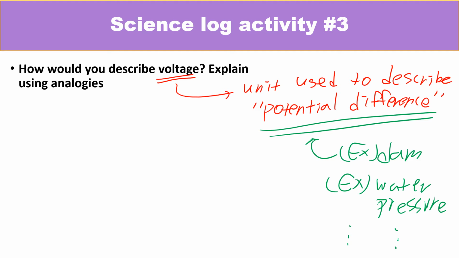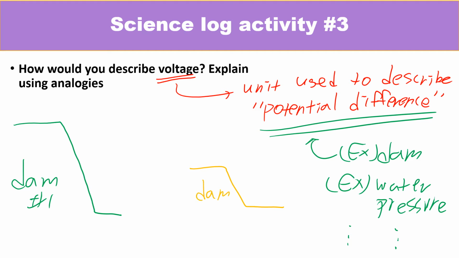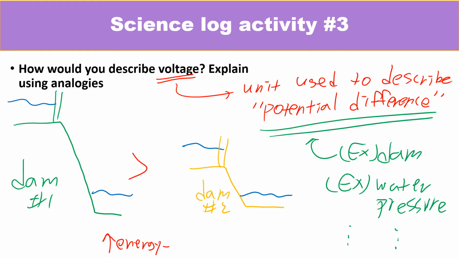So for example, imagine I have dam number 1, dam number 2, and you have water at the top with the gate. Now let's think about it. Which one will produce more energy? I like to say dam number 1 will have more energy generated because of high potential difference in this case. Potential difference, if I use the analogy, can be the height difference.